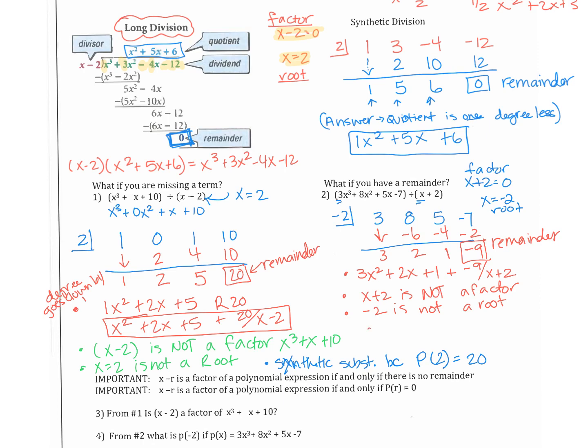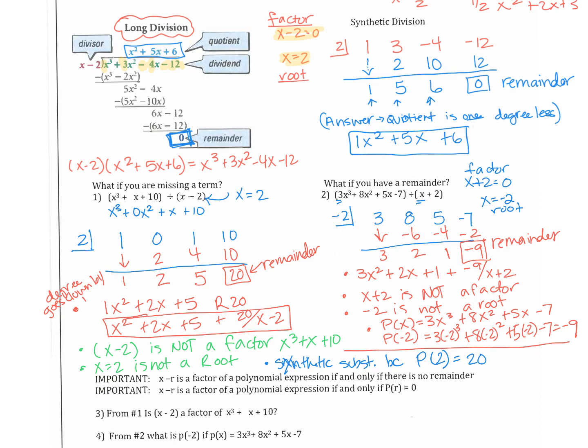So if I think about p of x equaling that original polynomial, 3x cubed plus 8x squared plus 5x minus 7. If I substitute in a -2 for x, I would have 3 times -2 cubed plus 8 times -2 squared plus 5 times -2 minus 7. And I'm not even going to do any work. I'm not going to put anything into my calculator because guess what? I already know that answer. That answer is -9.